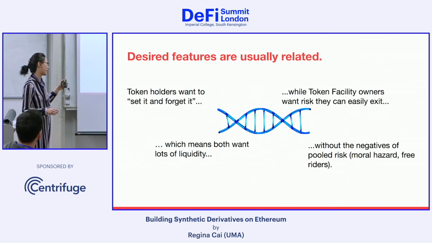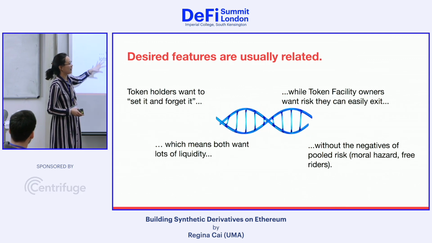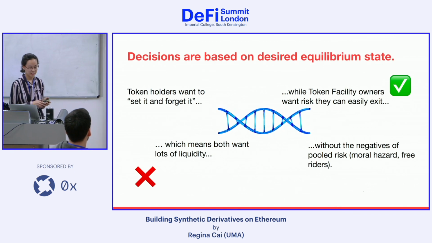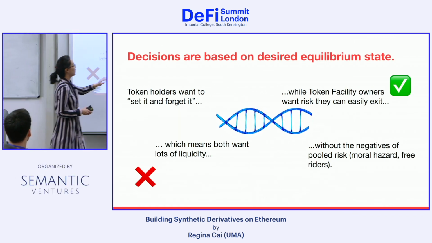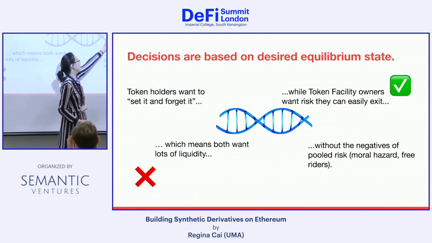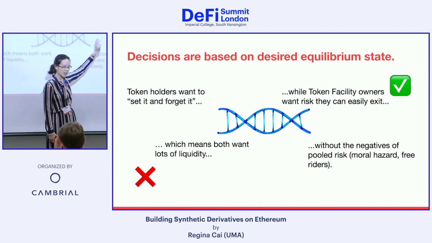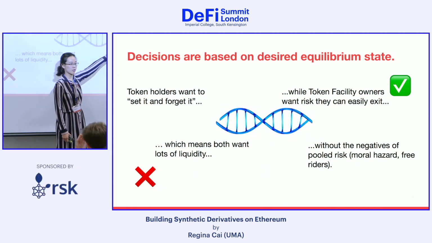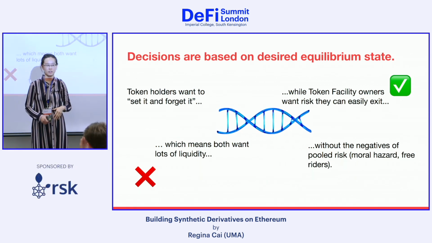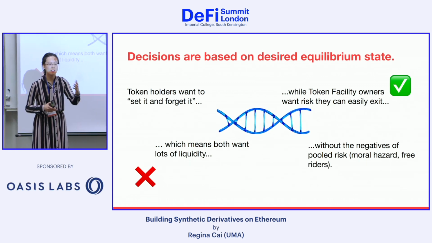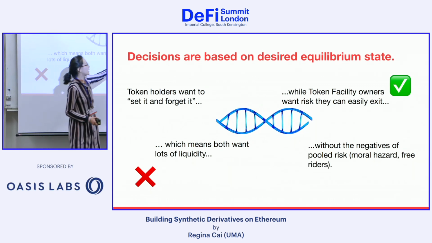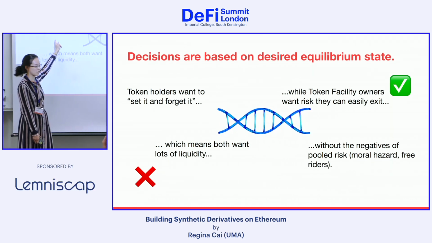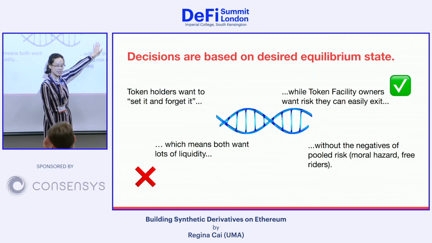So going back to this, I had to think about all these different features that people wanted, and here are the decisions that we made. We decided that we want token facility owners to have risk that they can easily exit. So we decided to make the tokens mature. Token facility owners are really the people who are in charge of creating, selling and distributing the tokens, so we really want to make it easy for them. Because if it's not easy for them, they can't get any tokens. So we decided, let's make this easy and let's make these mature.